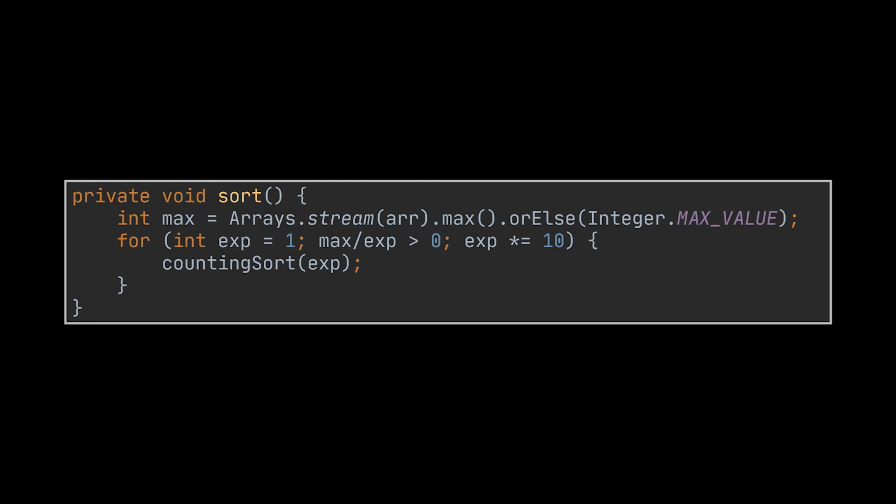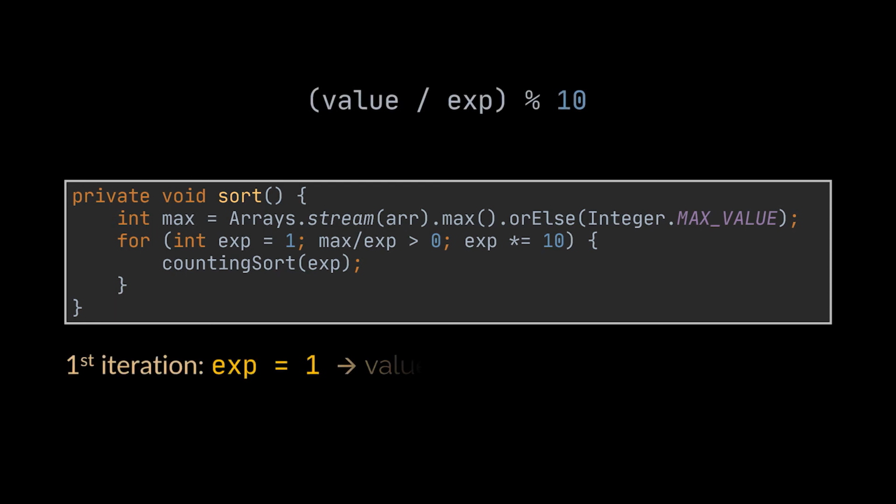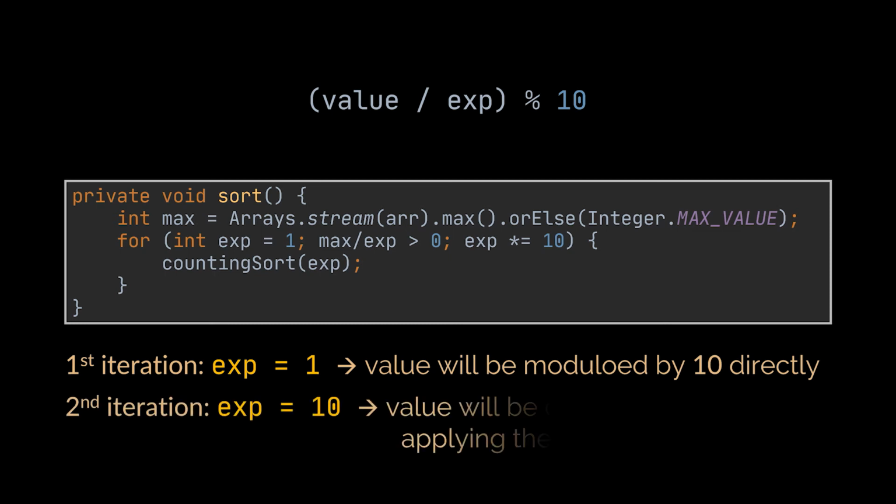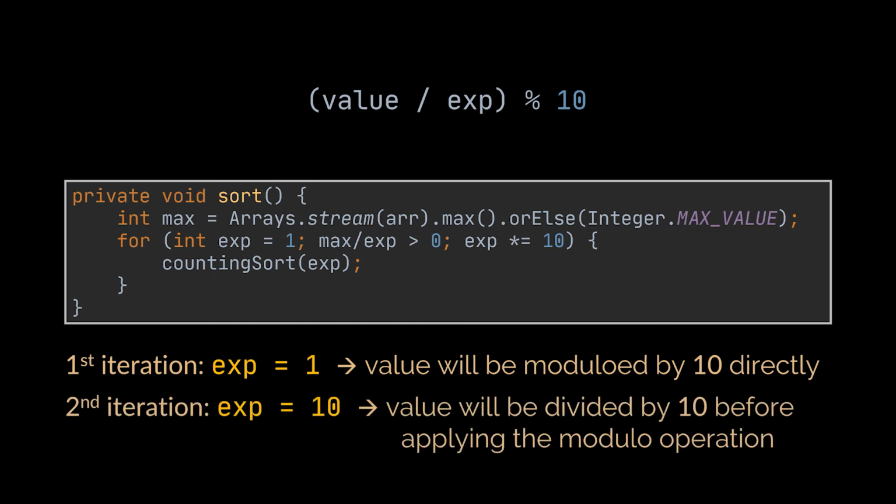This way, we will ensure that when the counting sort method in the first iteration is passed a 1, the integers stored inside the array will be moduloed by 10, hence retrieving the least significant digit. In the second iteration, the iterator will be multiplied by 10, hence dividing the integers in the array by 10 before applying modulo 10 on them. This will allow us to fetch the second digit from the right. With this, our Radix Sort algorithm is kinda complete.